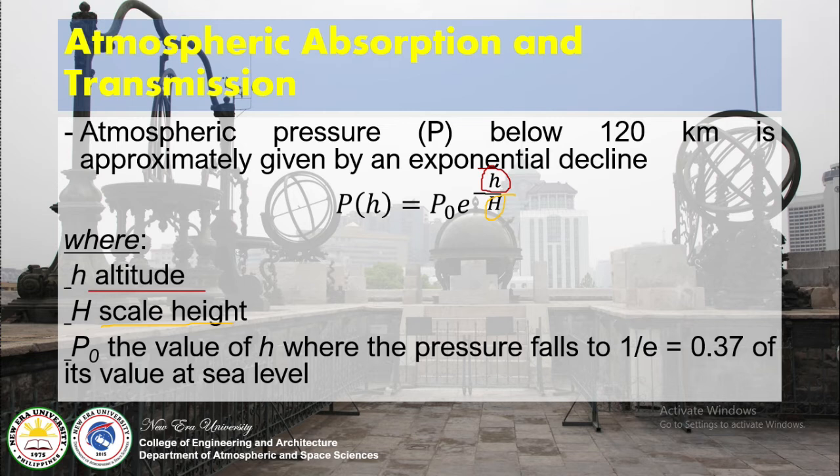And P naught, the value of H where the pressure falls to 37% of its value at sea level. Depending on the temperature, the typical value for the scale height is approximately 8 kilometers for the permanent constituents of the atmosphere. Water vapor content falls off much more rapidly with height because it is concentrated close to the sea level. So if you are going from the sea level going high, the water vapor content falls.